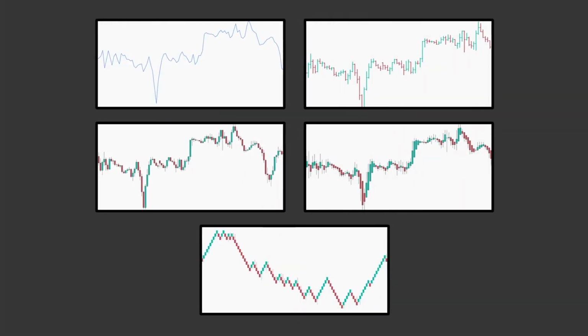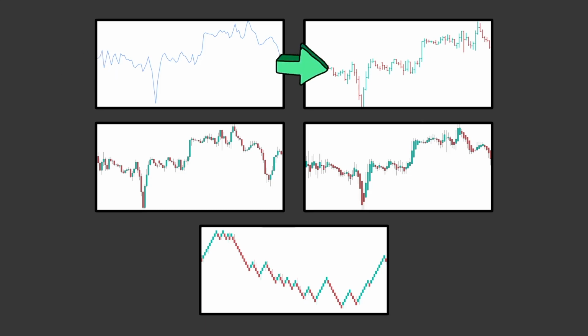If we want to perform technical analysis, we need to be able to read charts. There are many different chart types out there. For example, the line chart, the bar chart, the candlestick chart, the Heikin-Ashi chart, and the Renko chart. But the candlestick chart is by far the most popular among traders.